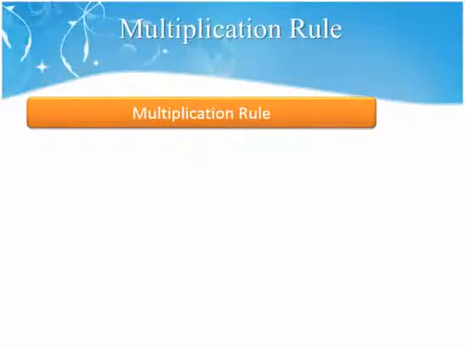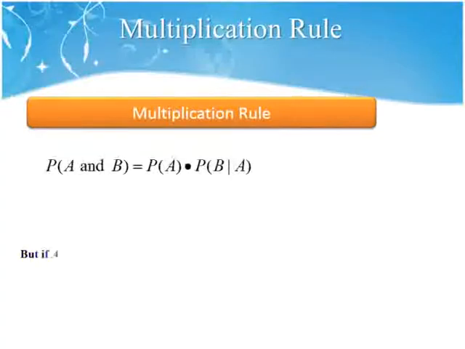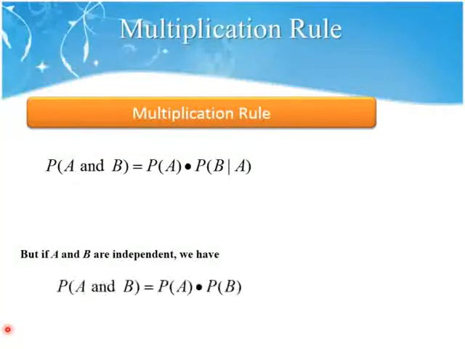So the multiplication rule for probability: the probability that A occurs and B occurs is the probability that A occurs times the probability that B occurs given that A has already occurred. If A and B are independent, however, we have the more simplified probability. The probability of A and B occurring equals the probability of A times the probability of B.